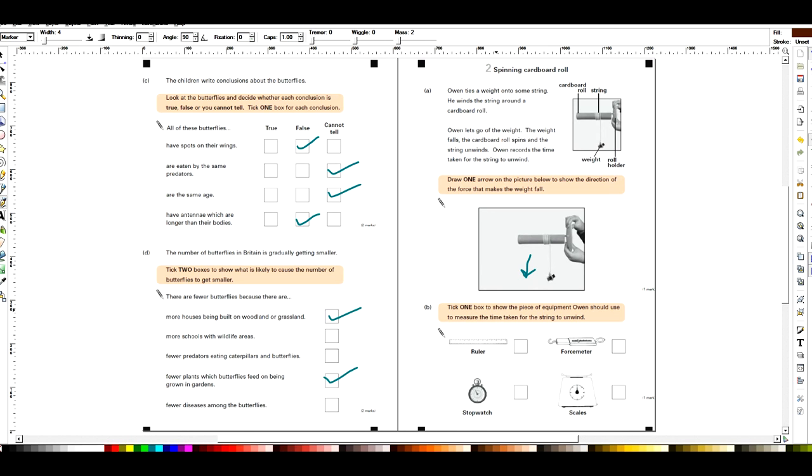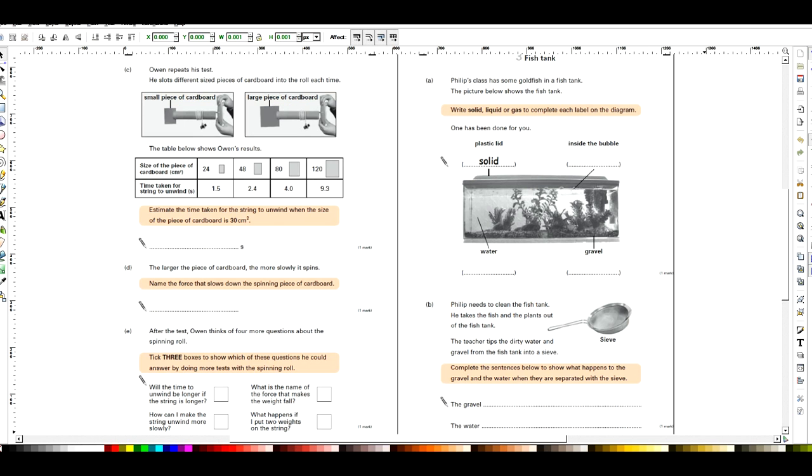Question B. Tick one box to show the piece of equipment Owen should use to measure the time taken for the string to unwind. Stopwatch. You should use a stopwatch. You just tick that box there. Okay, lovely.